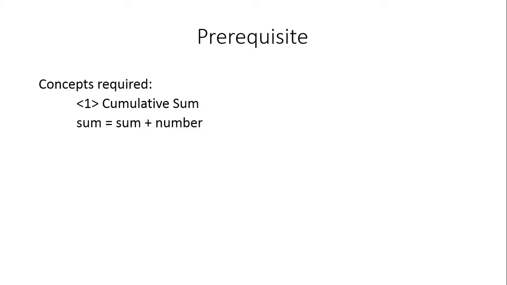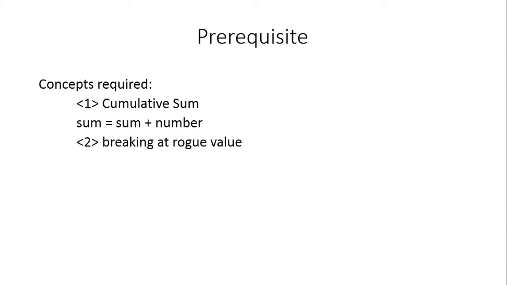The sum variable on the right side contains the previous value, and the number contains another value. If we combine them and put the result in sum, then in the next loop, sum will have the previous value and number will have a new value. So we are just putting the previous value into the new variable, and it is growing cumulatively.